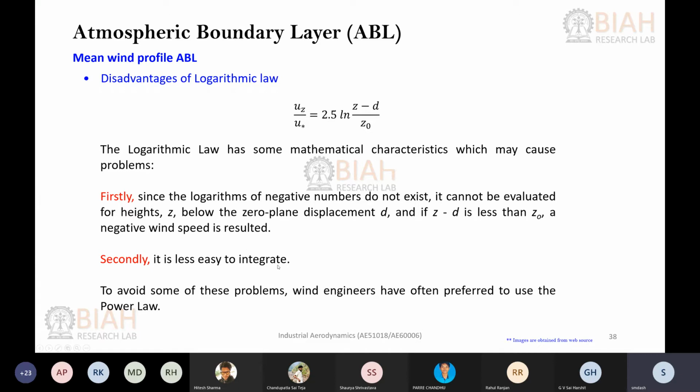Okay, so this is a mathematical difficulty, but this is one of the major problems: you cannot obtain values below D, which is obviously not our interest. But even using this particular equation, you cannot estimate any value. You cannot get any information even. Okay, so that's the logarithm profile. These two are major drawbacks.